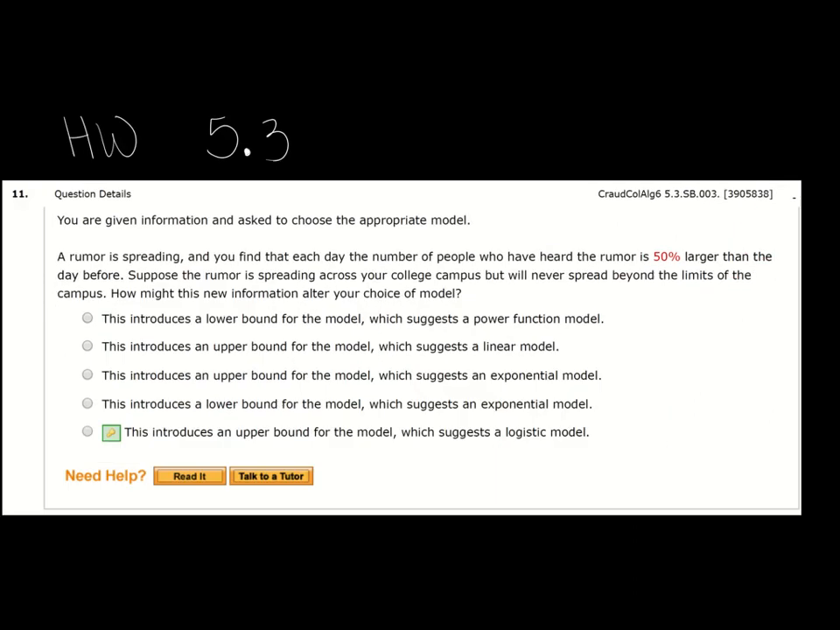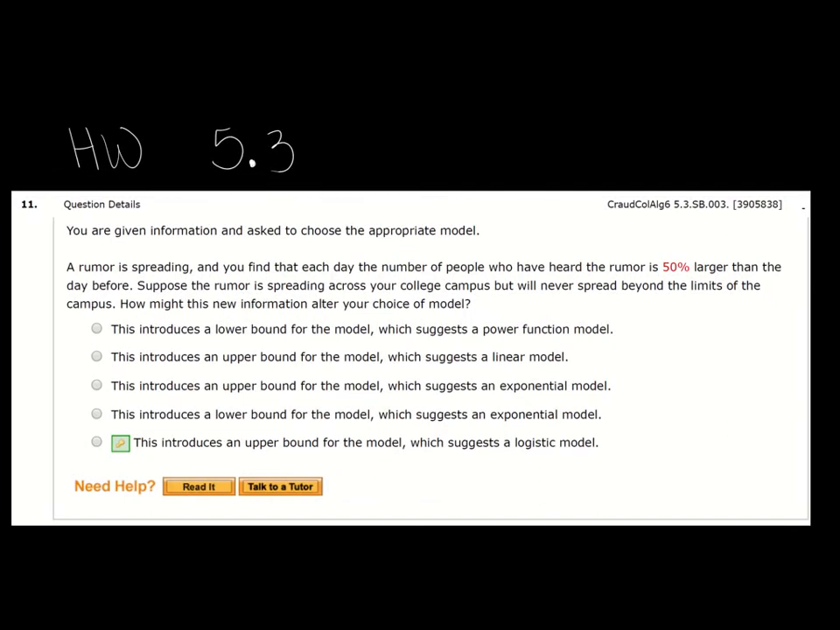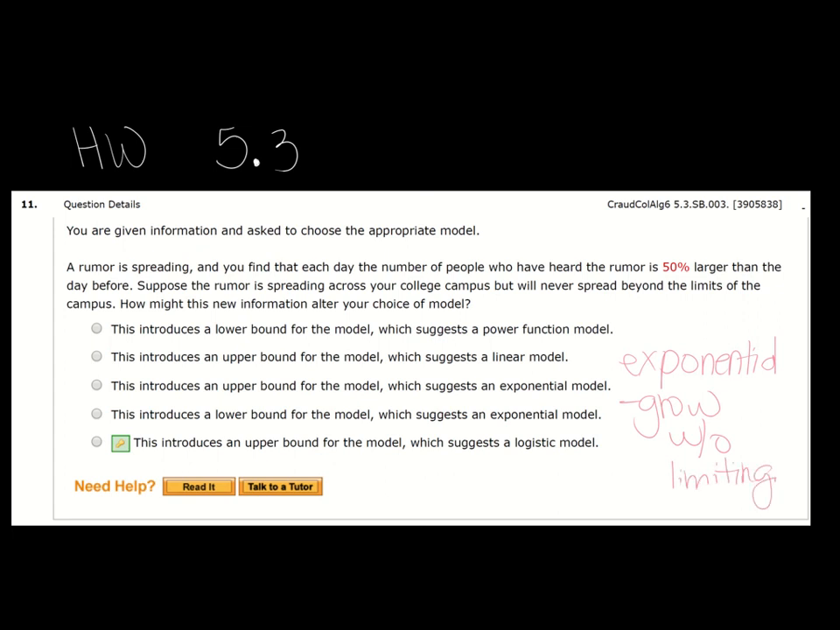Number 11 is really just a continuation of our discussion with number 10. We have a rumor spreading. Each day the number of people who've heard the rumor is 50% larger than the day before. So, as we mentioned before, we have an exponential model. That's if we can grow without bound, without limits, without a limiting value here. If I can just keep growing and growing and growing, and there's always going to be somebody new to hear the rumor, that's exponential growth.